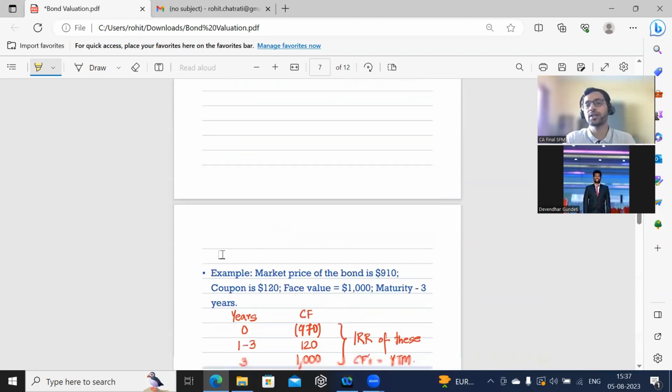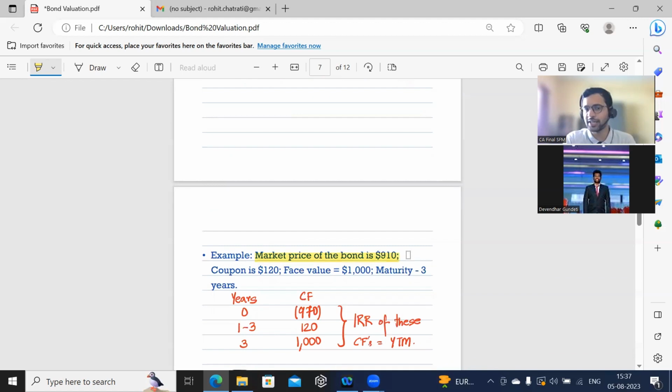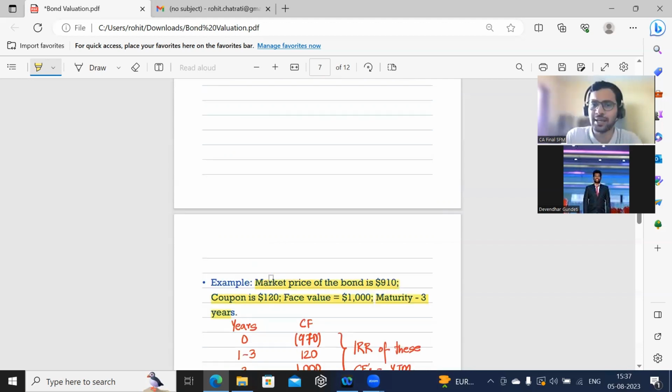Let us say I have got a market price of a bond at $910. The coupon is $120, the face value is $1,000 and maturity is 3 years. Now, before we even calculate the YTM, if you think of it, the market price of the bond is 910, so it is trading at a discount. Coupon is 120, face value 1,000, so the coupon is 12 percentage, and the maturity is 3 years.